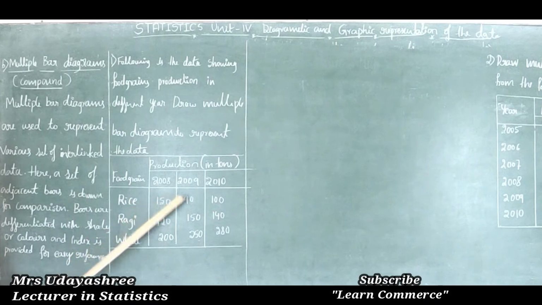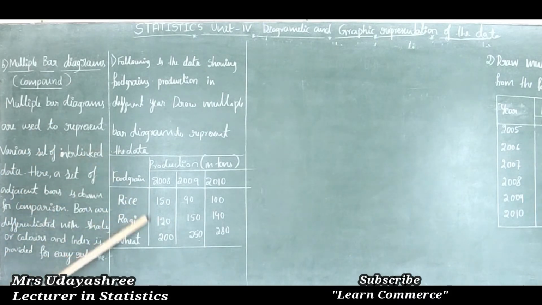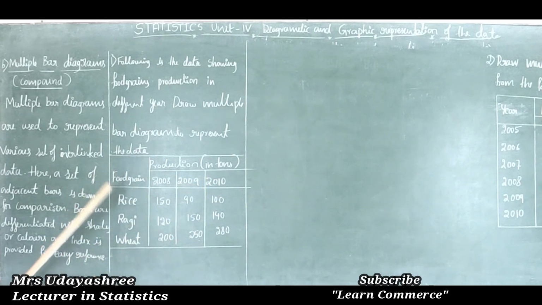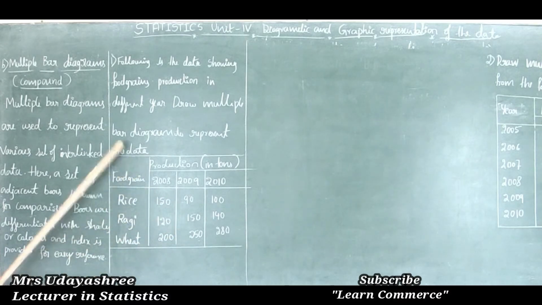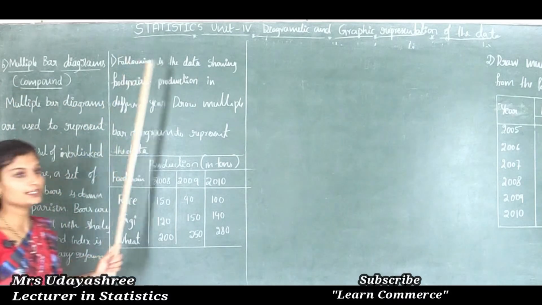See, here rice is one set of observation, ragi is one set of observation and wheat is one set of observation. These 3 observations are interlinked in the years 2008, 2009 and 2010. So this is interlinked data. If the data are interlinked, we can use multiple bar diagram for this observation. Here a set of adjacent bars is drawn for comparison and bars are differentiated with shades or colors and index is provided for easy reference. That I will explain with the help of the multiple bar diagram.